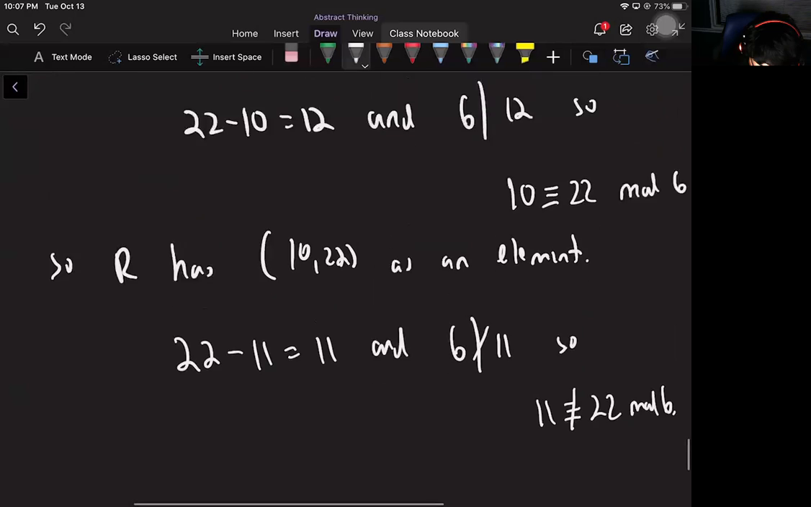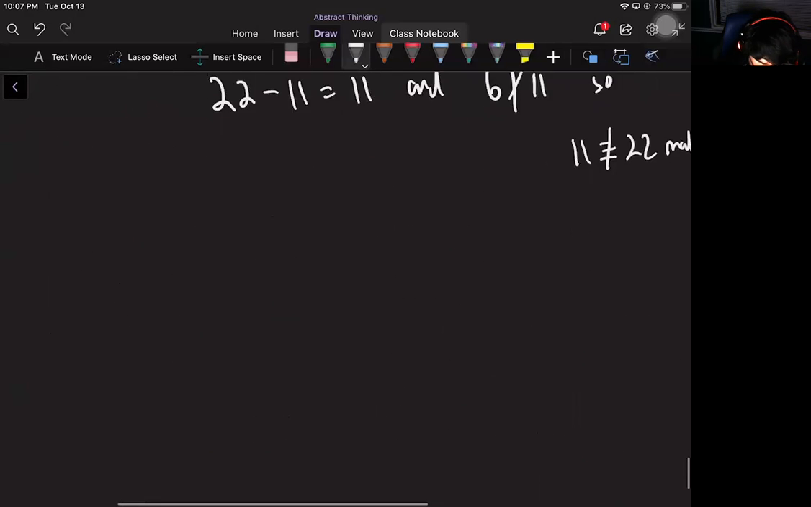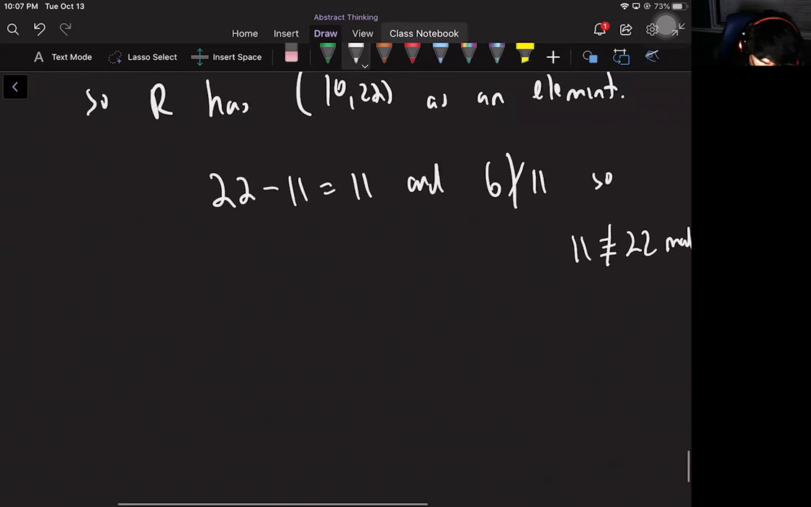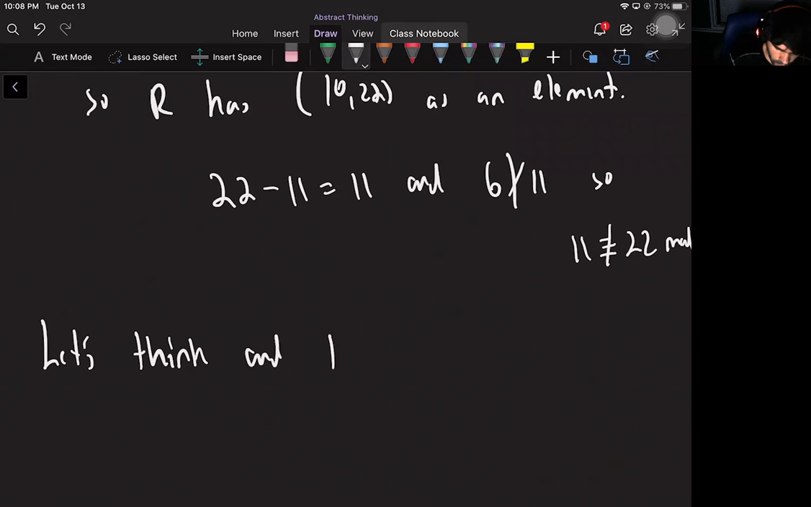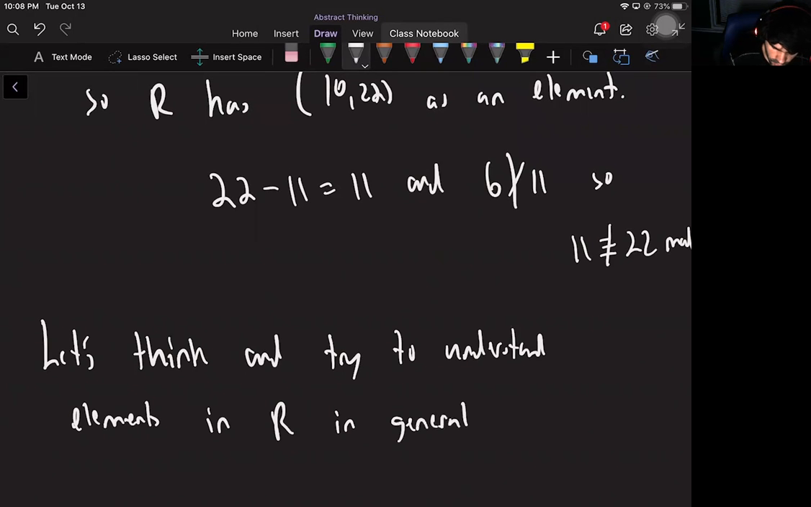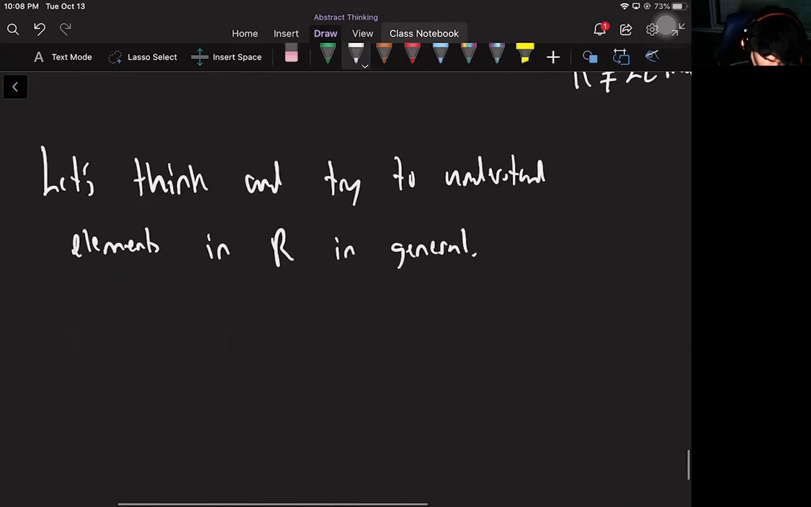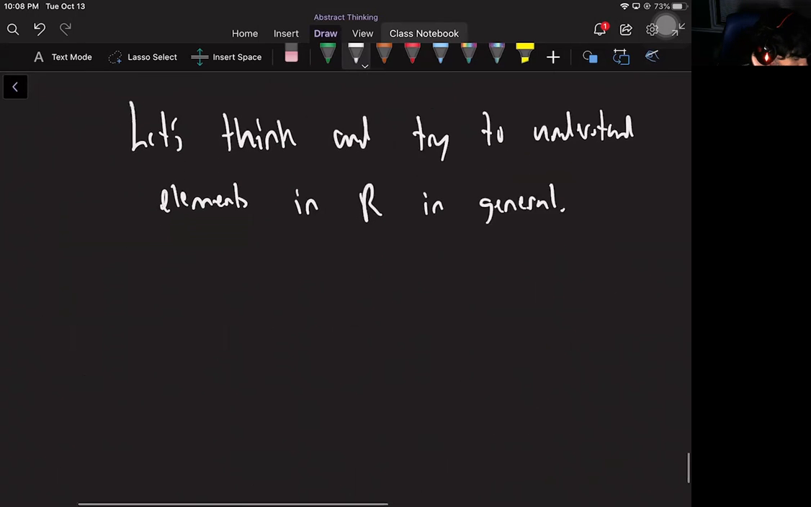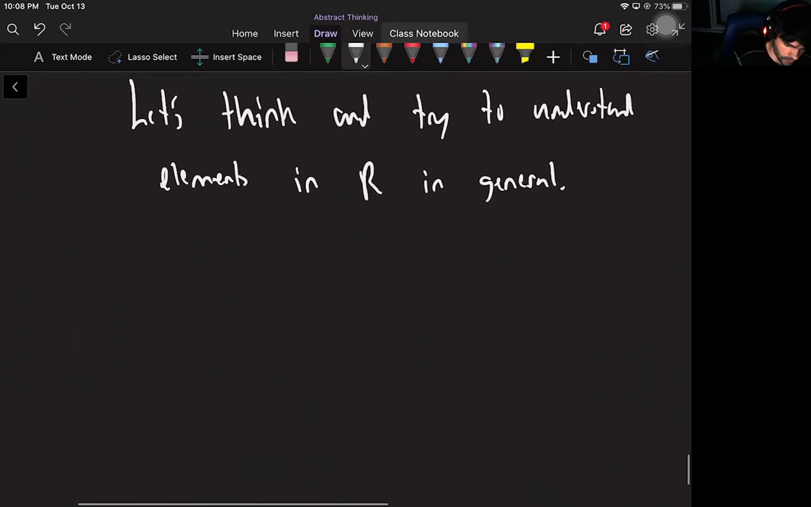Okay, but in this example, we're going to actually try to organize our thoughts a little bit better and try to list all the, sort of be able to classify all the elements that there are in this relation. Okay, so let's think, try to understand elements in this relation in general. Instead of just randomly picking numbers and seeing if it works or not, let's try to do something better. So here's how we'll do it.